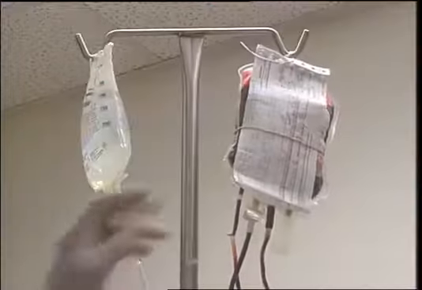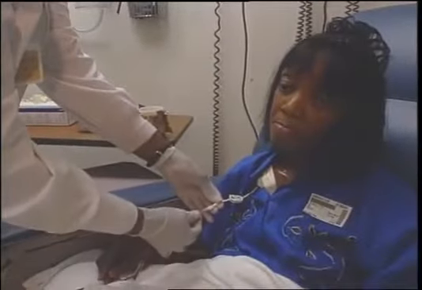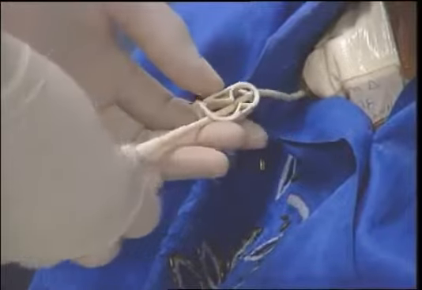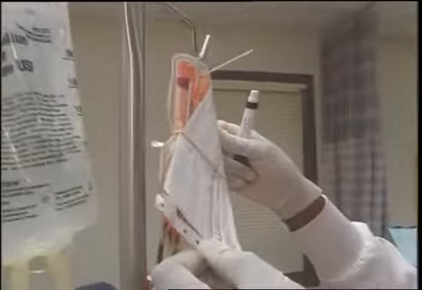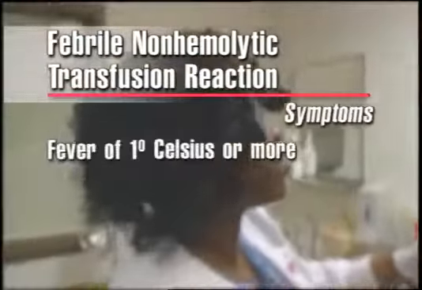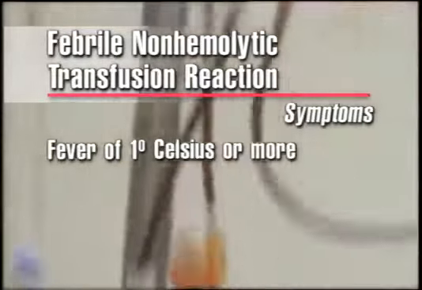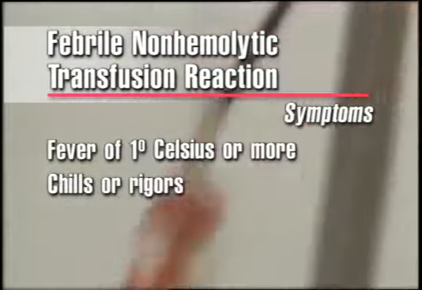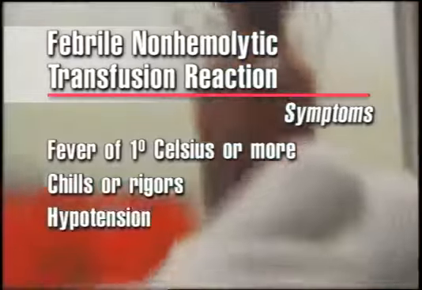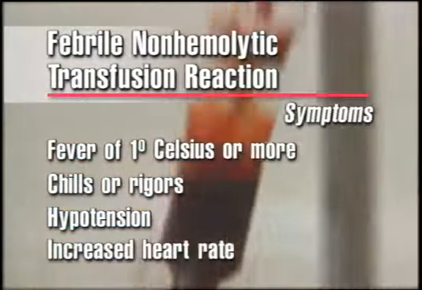The most commonly encountered reaction is the febrile non-hemolytic transfusion reaction. These occur in about 1% of all transfusions and appear while the blood is infusing or within 2 hours of completion. Symptoms may include a rise in temperature of 1 degree Celsius or more, and chills or rigors. Occasionally, there may also be hypotension or increased heart rate.